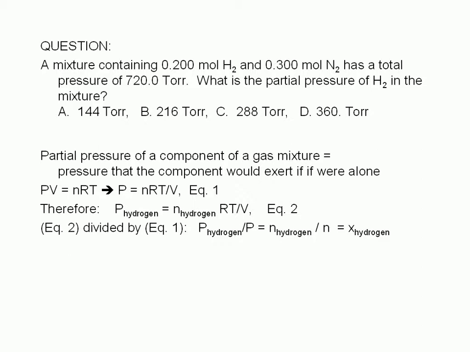If we do, we find that the ratio of the pressure of hydrogen to the total pressure is just equal to the ratio of the number of moles of hydrogen to the total number of moles. The ratio of the number of moles of a component of a mixture to the total number of moles is called its mole fraction. Mole fraction is generally represented by the letter X, with the name or formula of the component indicated as a subscript, as shown here.